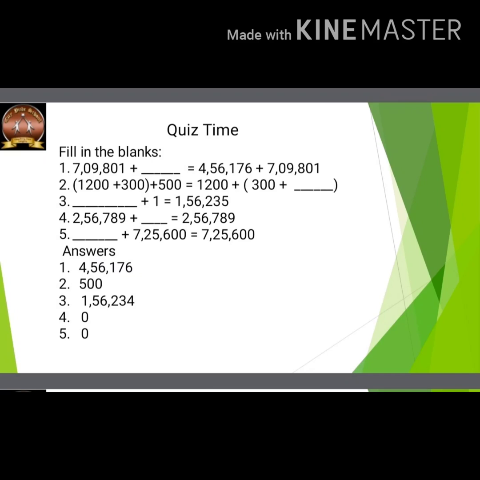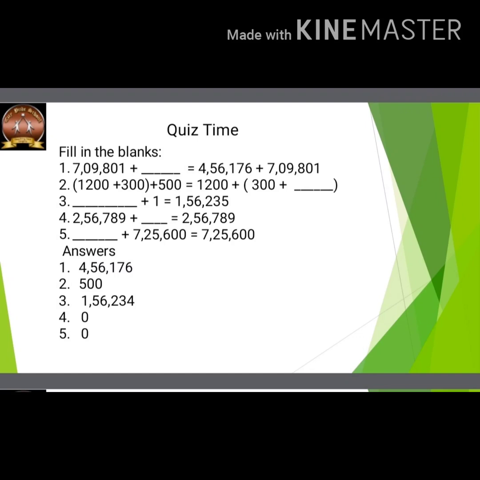The second one is again making a group. Do you all remember? 1200 plus 300 plus 500 is equals to 1200 plus, in the bracket it will be 300 plus dash will represent your 500. The third one, dash plus 1 is equal to 1,56,235. What should be the number? That means if I've added 1 and got this answer, that means it has to be 1 less over there. So the answer will be 1,56,234.